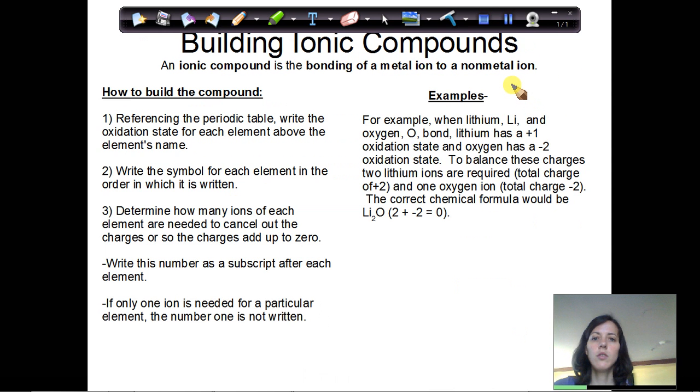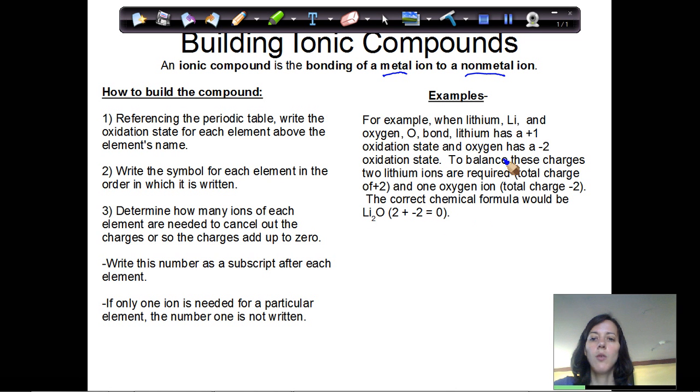Alright, next we are going to learn how to build an ionic compound. An ionic compound is the bonding of a metal ion to a non-metal ion. It's always a metal to a non-metal. And we would need to look up their charges. So you'll need to keep your periodic table out as well as your ion chart.